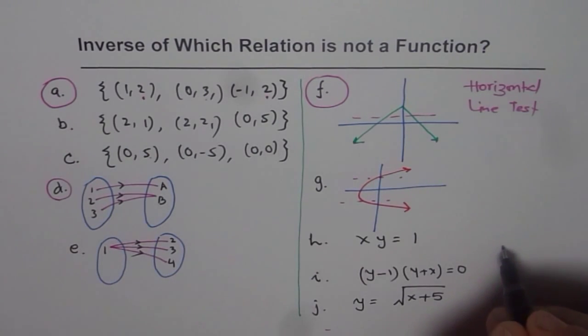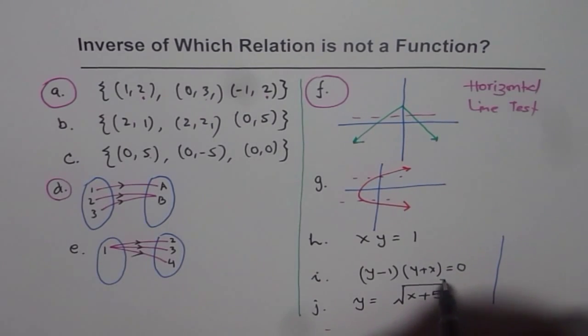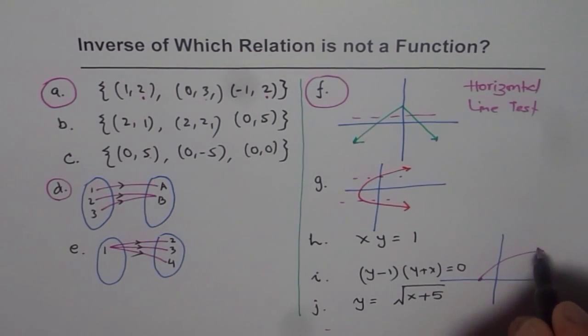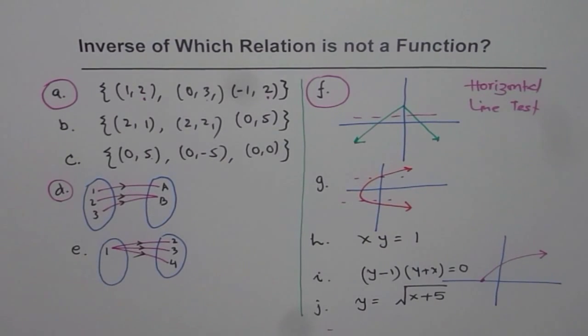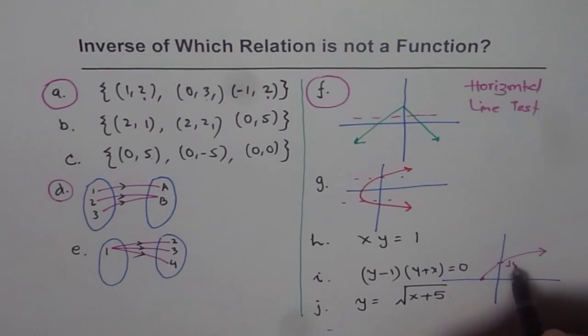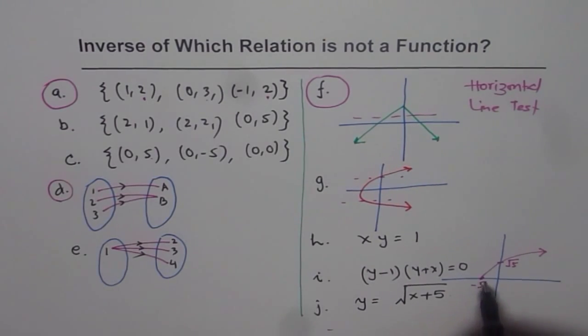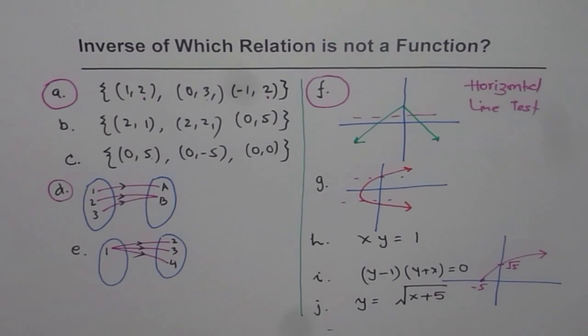Okay, let me do it in this place. So when you have y equals to square root of x plus 5, that means the function is kind of like this. Is it okay? So if x is 0, this will be square root 5. Now, if x is minus 5, then y is 0. So that is how the graph of y equals square root of x plus 5 is going to be.